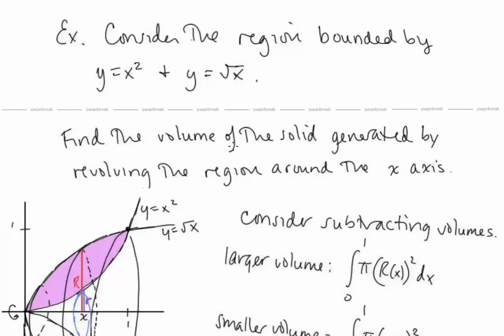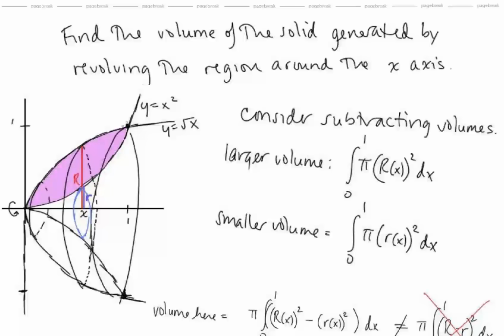So we revolve this around the x-axis. And now how can we get the volume of only this region revolved? Well, very similar to what we did in the last lesson with computing the area between curves. Here we want a subtraction of volumes. We have a larger volume that's given by the outer curve, y equals radical x, and then we have a smaller volume that's given by the inner curve, y equals x squared. And so we want to take the larger volume minus the smaller volume.